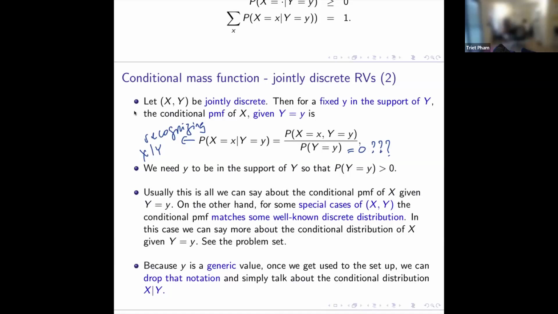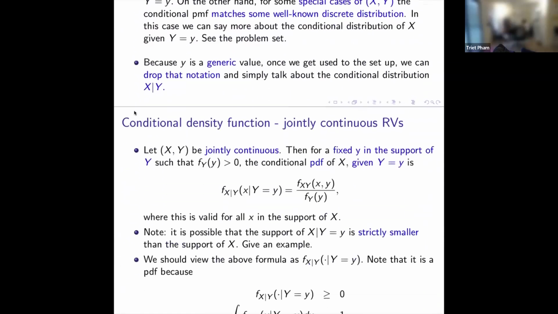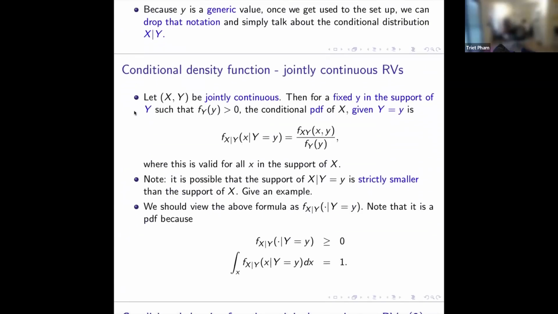All right. So conditional density works in the same way, except that instead of using the probability mass function, you use the joint density. So again, conditional is joint over marginal. And here's the thing that you should pay attention to.